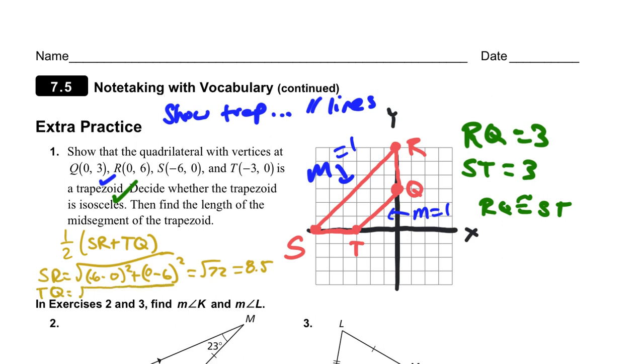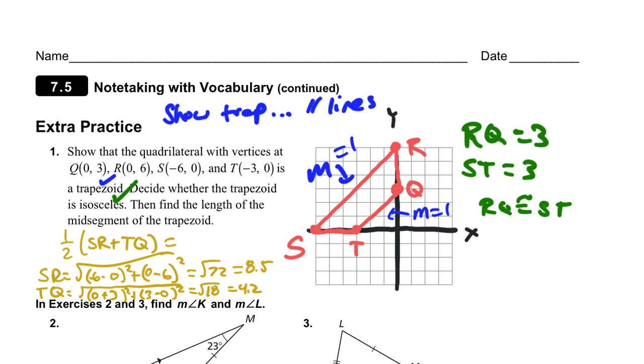Again, square root. Let's go ahead and fill in our distance formula. I'm running out of space here, running a little too big. For TQ, we're going to have 0 and then negative 3, so that'll be a plus 3. And then for the y values, we can get 3 and 0. So 9 plus 9, this is going to equal the square root of 18, and that's roughly 4.2.